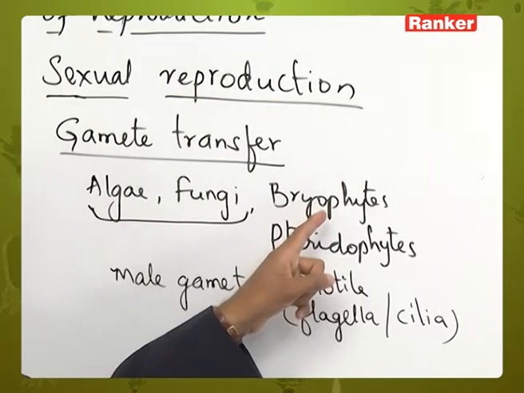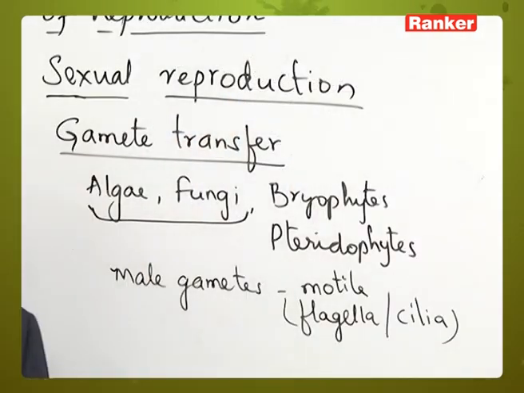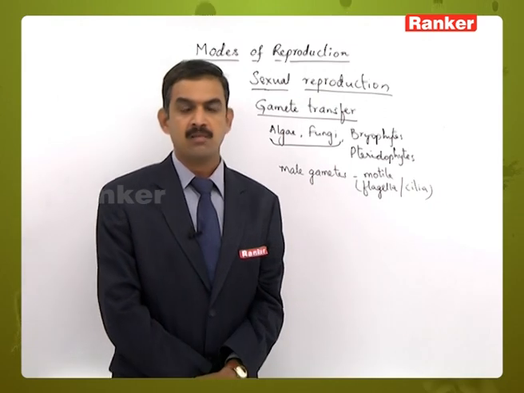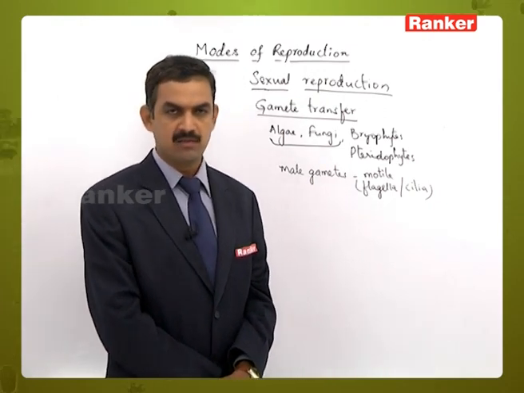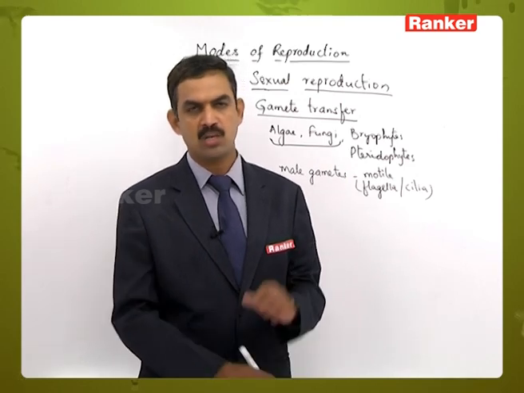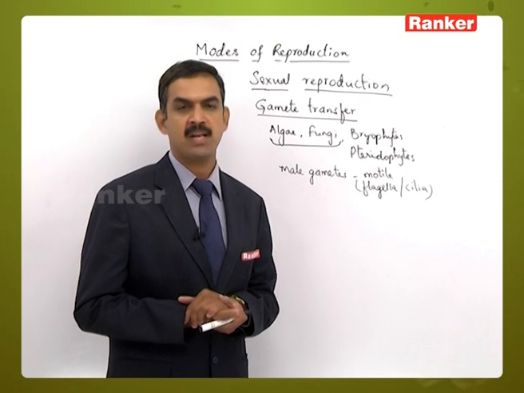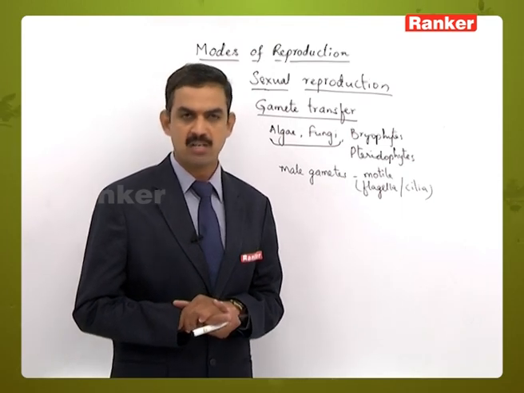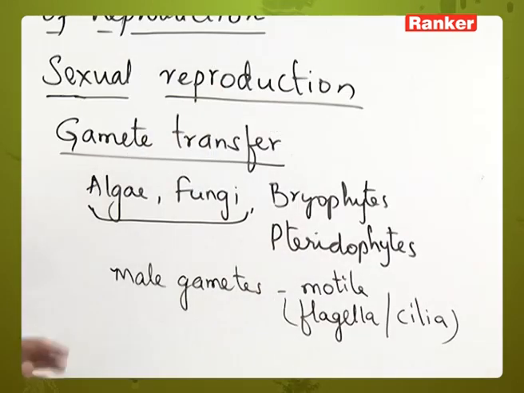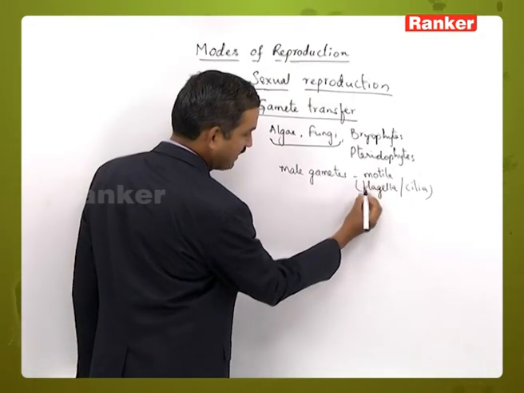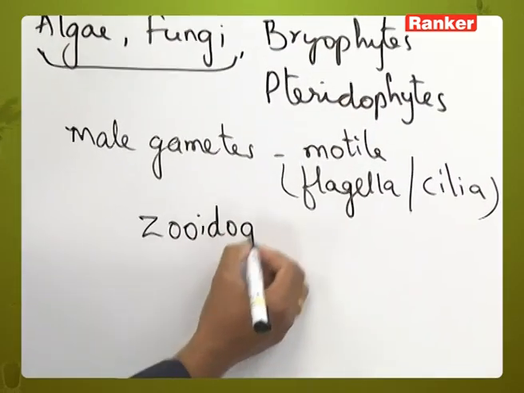structures. Whereas in bryophyta and pteridophyta, these grow in shady regions, and although they are land plants, they also require water for the reproductive process, because the male gametes are motile, they have to swim in the water and reach the archegonium or the female sex organs. Whenever the male gametes are motile, we use a word called zoidogamous condition.